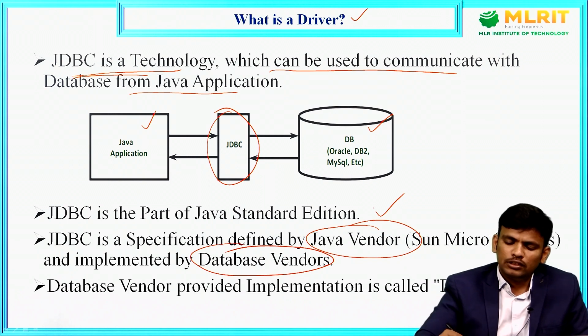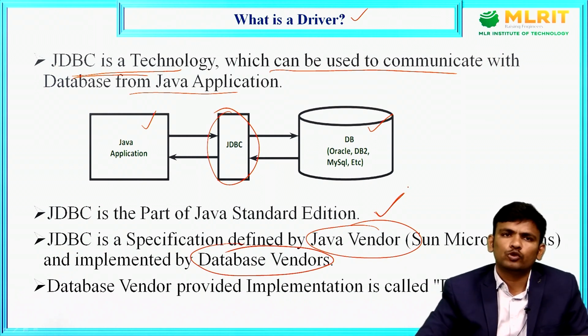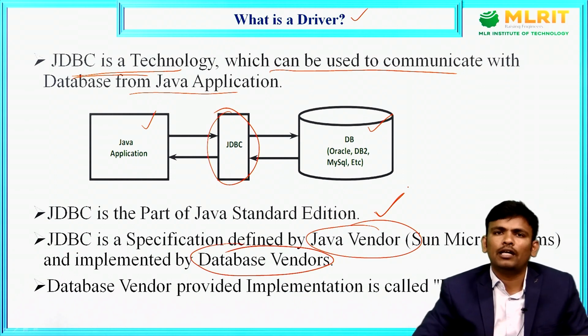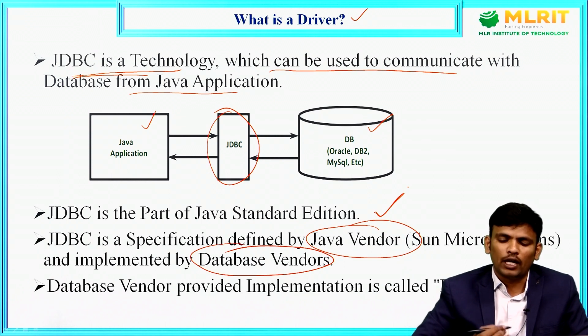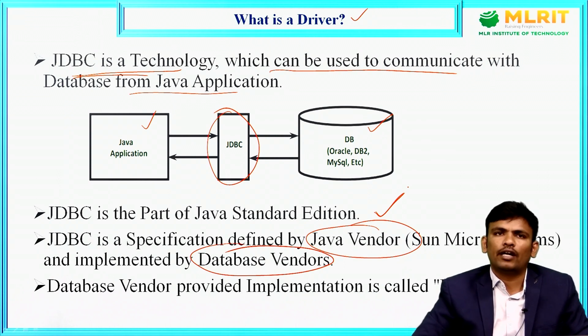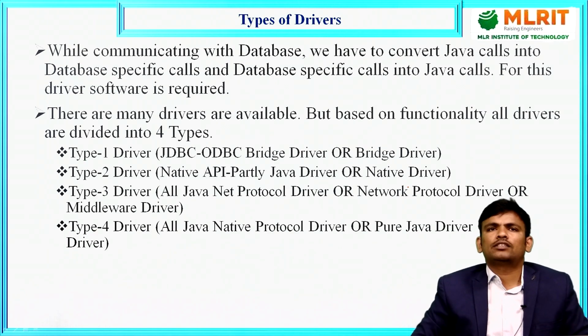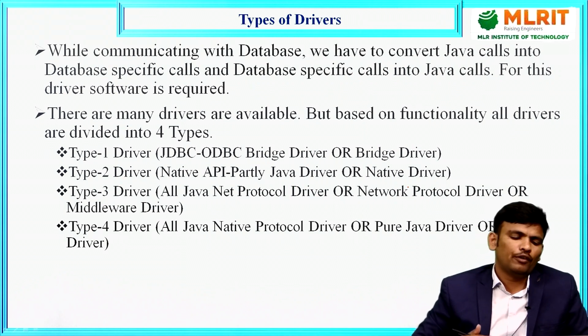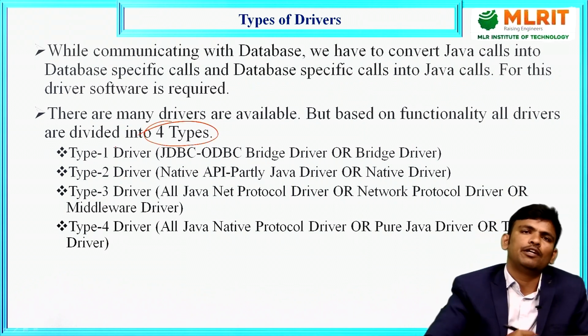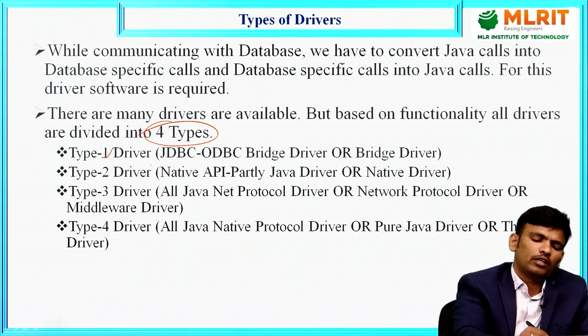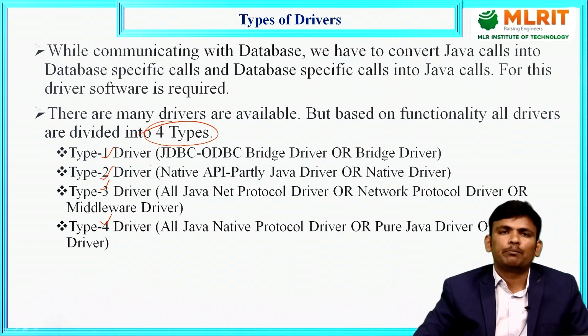So based on the Java vendor, Sun Microsystems, the database vendor will develop a software. That software is nothing but the driver software. Why do we use this driver software? To communicate from the Java application to the database. To connect your Java application to the database, we require a software. That software is nothing but the driver software. Now these driver softwares can be divided into 4 types: type 1 driver, type 2 driver, type 3 driver and type 4 driver.